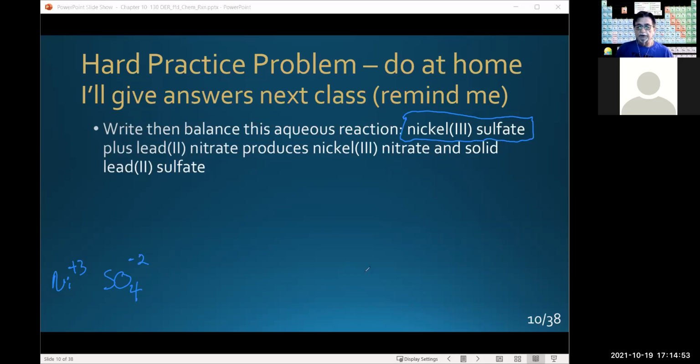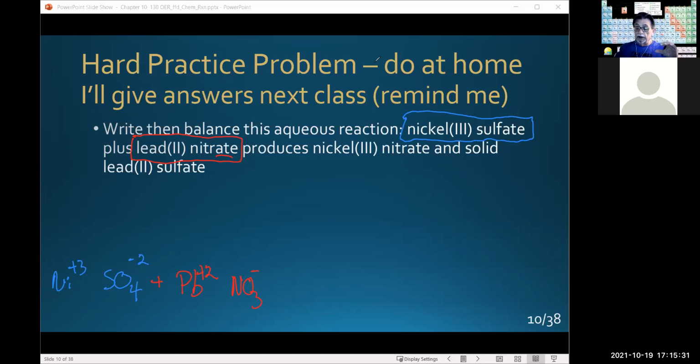All right, let's do the next one. Plus means that's the other reactant. So we're going to deal with lead 2 nitrate, which is Pb plus 2. And for the nitrate, go to the polyatomic ion table, and you'll find that nitrate is NO3 negative. Okay, so we wrote the ions.